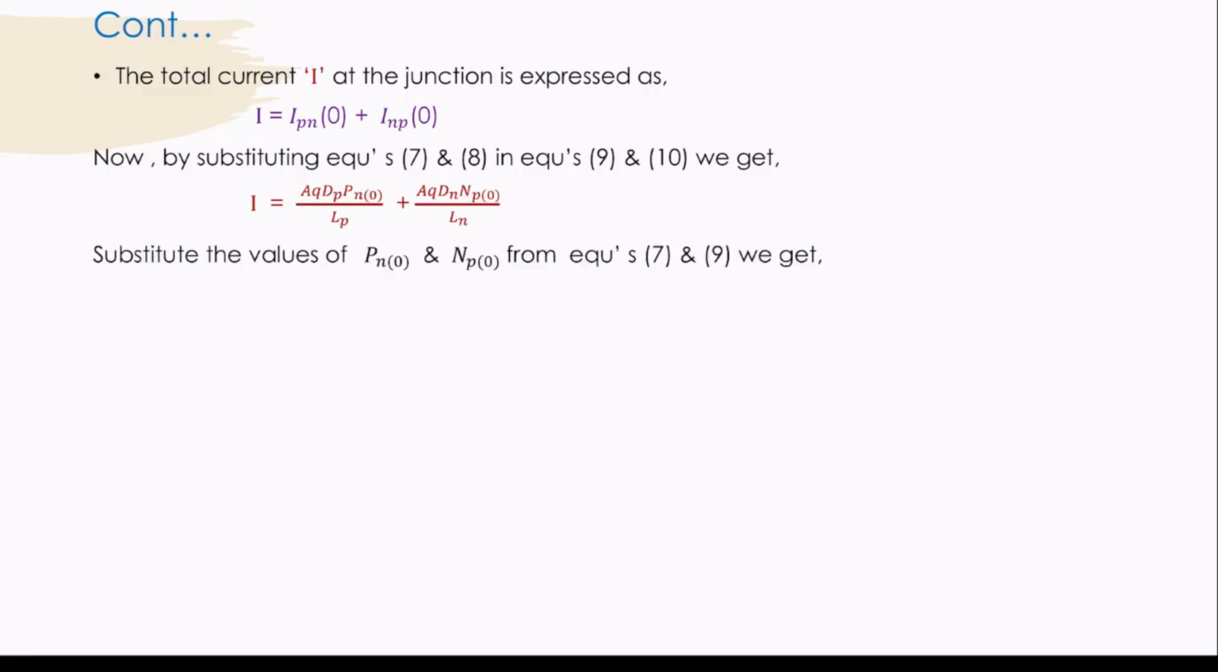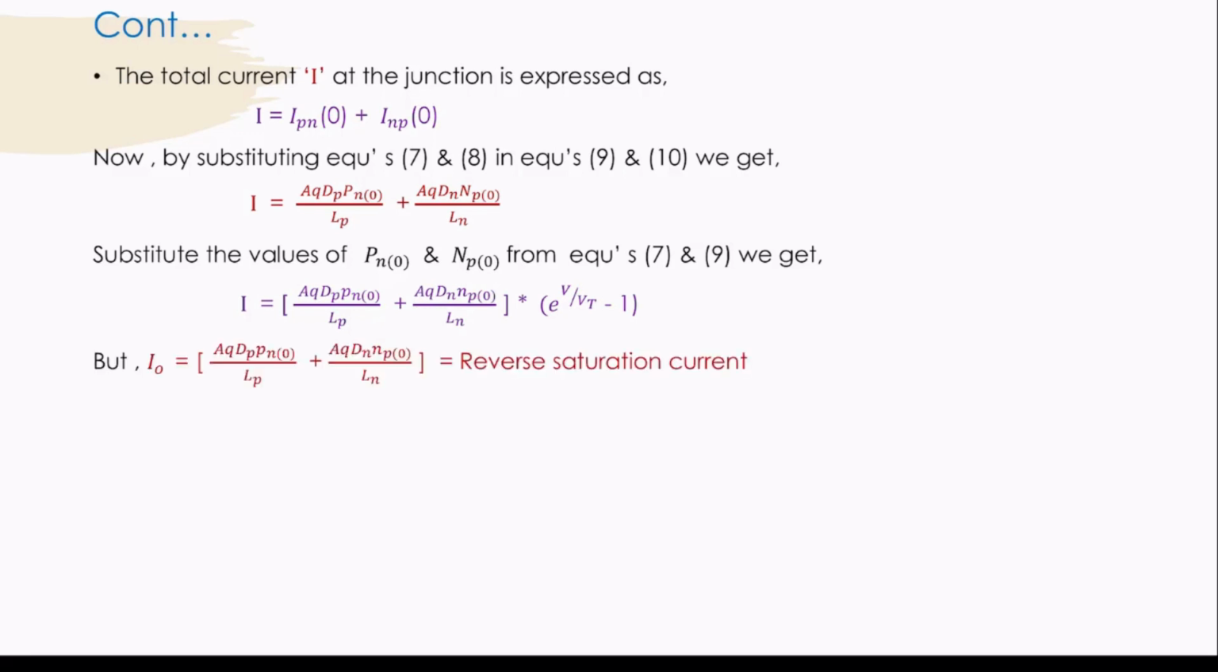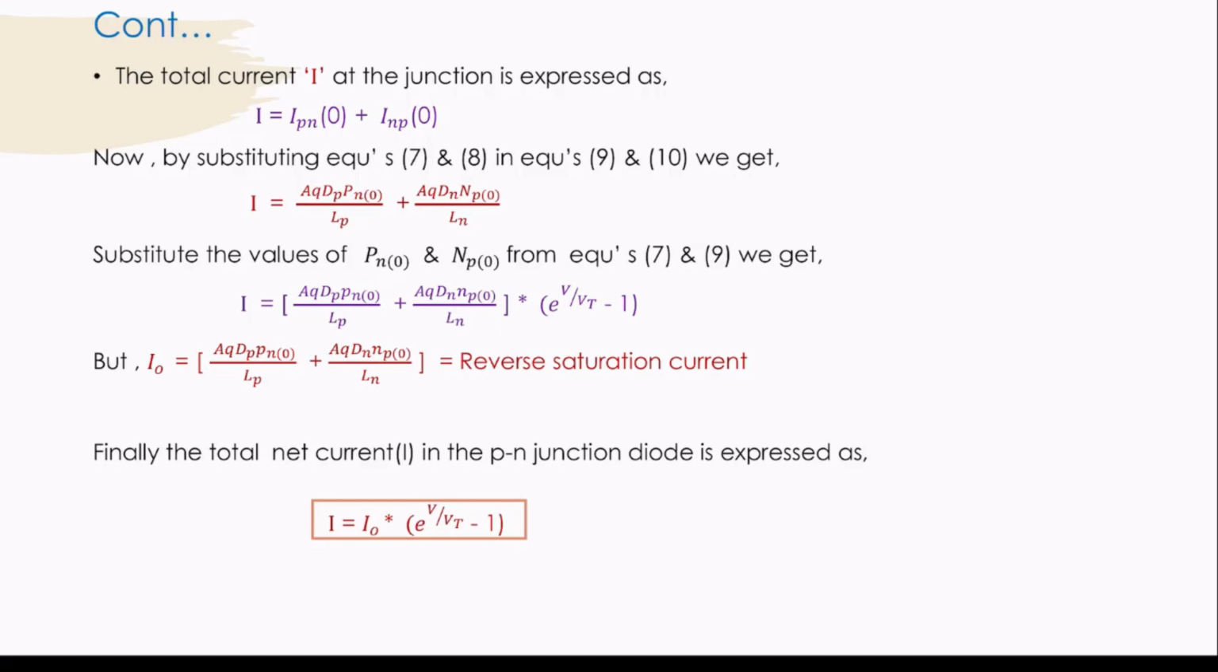Substituting the values of capital P_n of 0 and capital N_p of 0 from equations 7 and 8, we get I is equal to A q D_p p_n of 0 by L_p plus A q D_N n_p of 0 by L_n, into e to the power of V by Vt minus 1. But I0 is equal to A q D_P p_n of 0 by L_P plus A q D_N n_p of 0 by L_n, which is nothing but the reverse saturation current. So finally, the total net current in the PN junction diode can be expressed as I is equal to I0 into e to the power of V by Vt minus 1. Let it be equation 11.